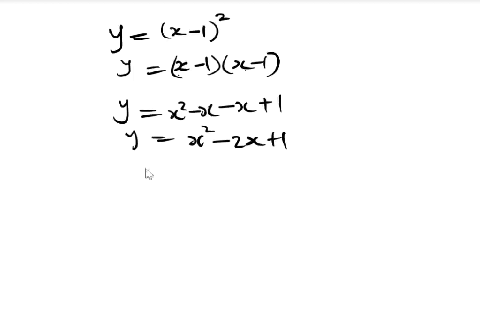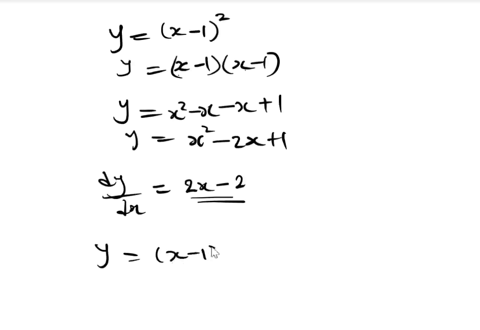If we decide to differentiate this, that is dy/dx is equal to the differentiation of this, which will give me 2x, minus the differentiation of this, which is 2, and the differentiation of a constant is 0. So this is the final answer. But what if we have y to be equal to (x minus 1) power 20? Do we have to be multiplying to get it?